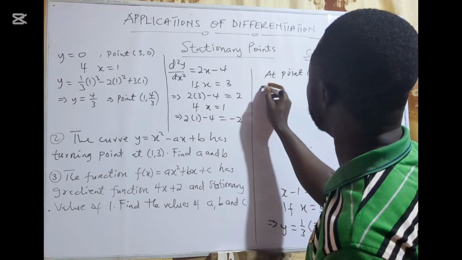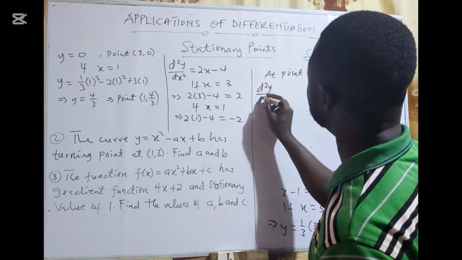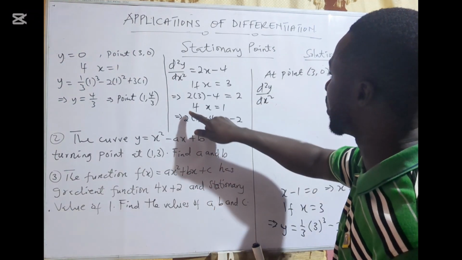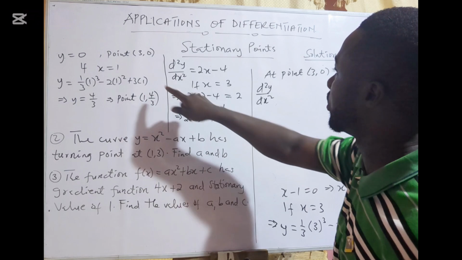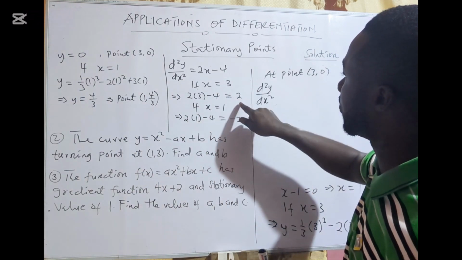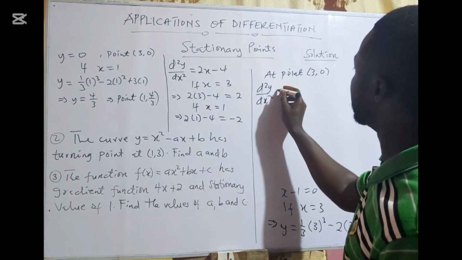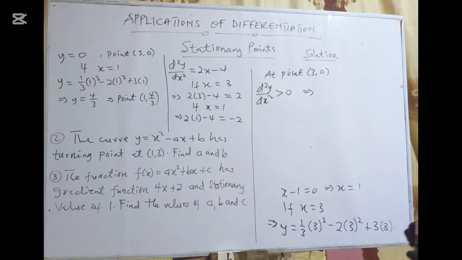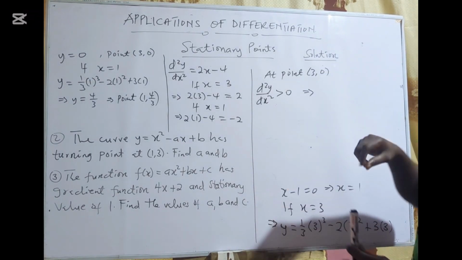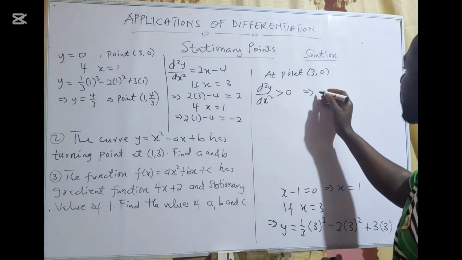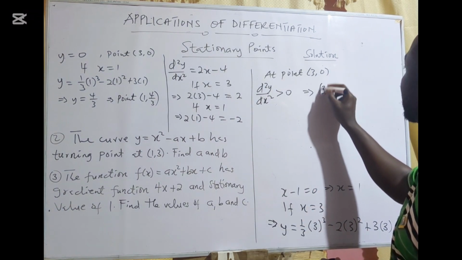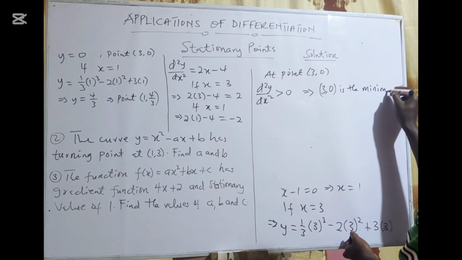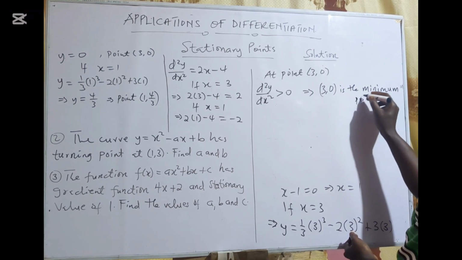So what happened to our d²y/dx² on the s²? Okay, what do we get for our d²y/dx²? At this point, if s is 3, we had positive 2. So that means it is greater than 0. Okay, if it's greater than 0, then it is telling us that this particular point is the minimum point. So it implies that point (3, 0) is the minimum point, as we have learned.